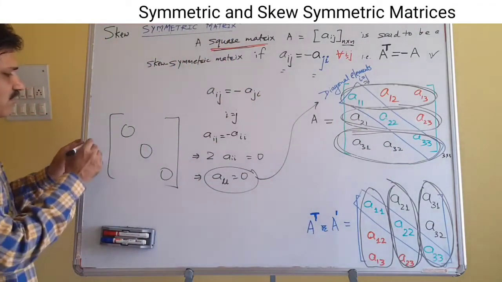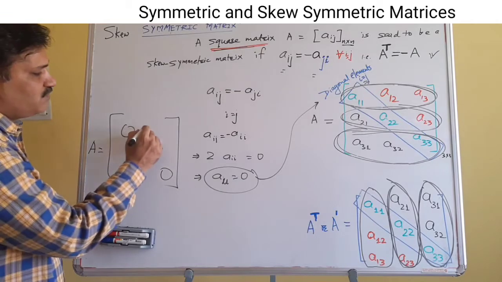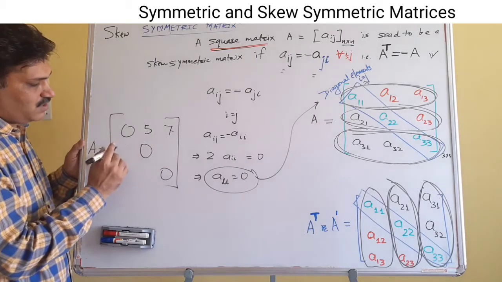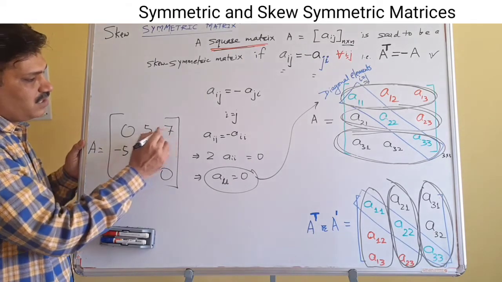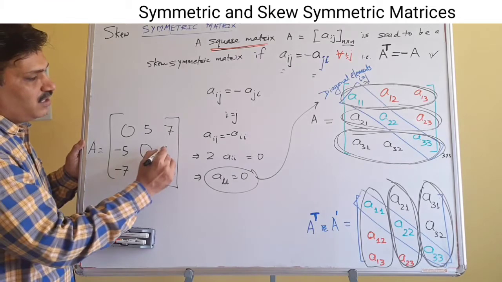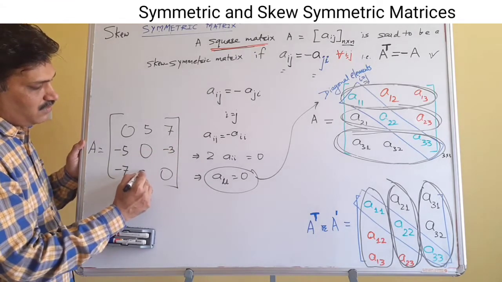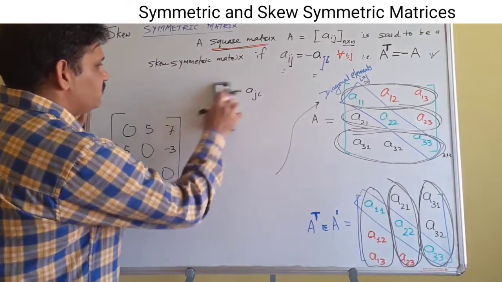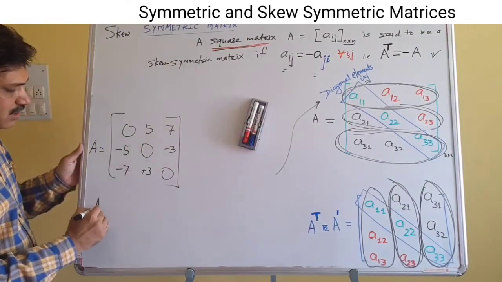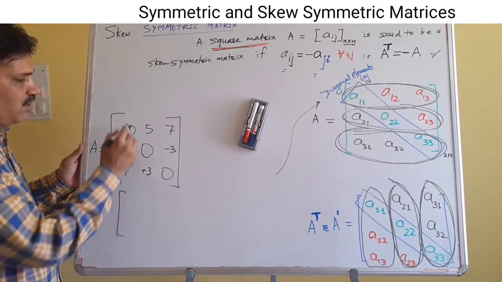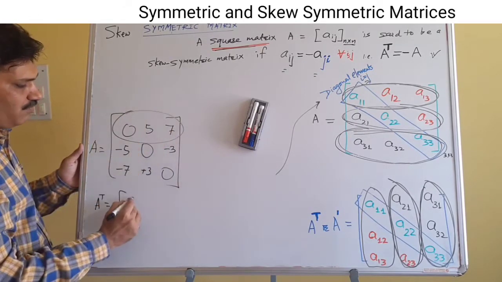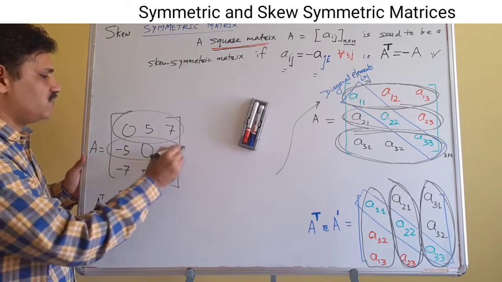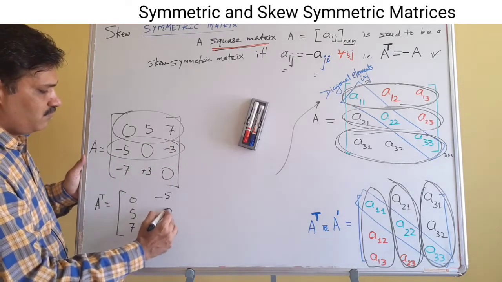Let's take a matrix A. Suppose I have 0, 5, 7. Here we have 5, so this must be minus 5. Here we have 7, so this must be minus 7. Here I have minus 3, thus its negative, that is plus 3, must be here. Now we try to take the transpose. So A transpose is equal to, now my first row becomes the first column. Second row becomes the second column.